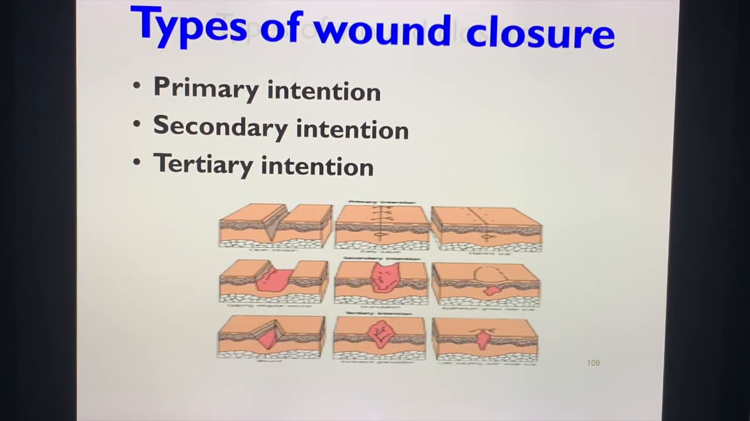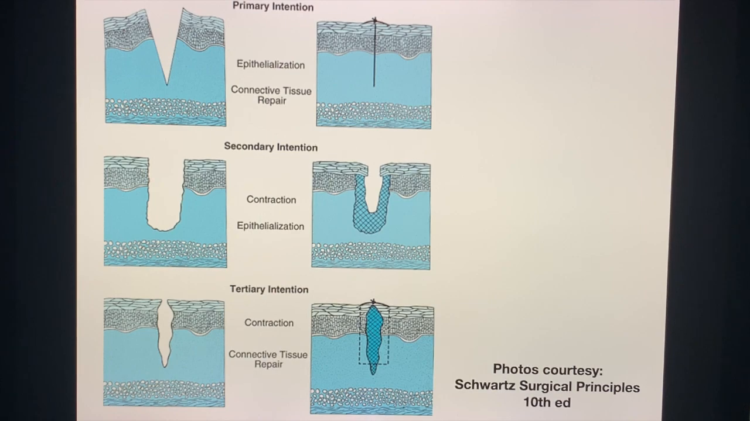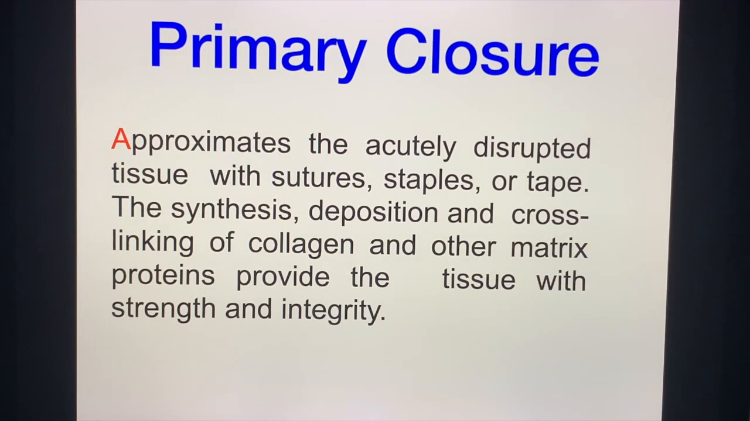Now, three types of wound closure. We have primary intention, secondary, and tertiary intention. So primary, secondary, and tertiary intention. Now let's go over the definitions. So this is primary intention. This is an illustration lifted from your textbook. So here you see the suture. Secondary intention, then we have tertiary intention. So let's go to the definitions.